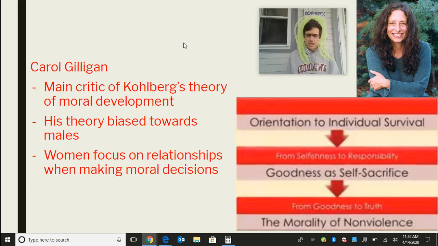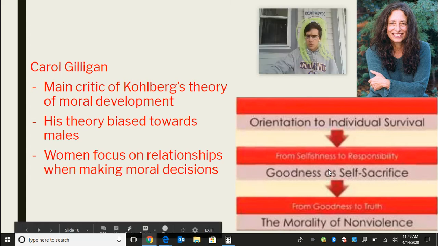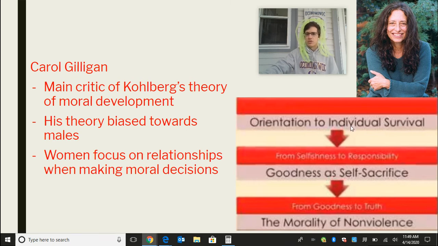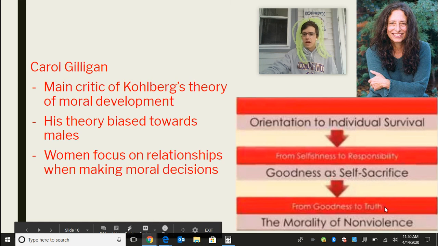But Carol Gilligan says that that's actually a higher level of moral development. If you look here, these are her stages: orientation to individual survival, right? When you're just doing things that are in your best interest, that would be very similar to pre-conventional, which is stage 1. And then it goes from selfishness to responsibility. Goodness is self-sacrifice. And then from goodness to truth, the morality of non-violence. And she believed that most women have this innate belief that the way they should determine right versus wrong is really based on the morality of nonviolence.